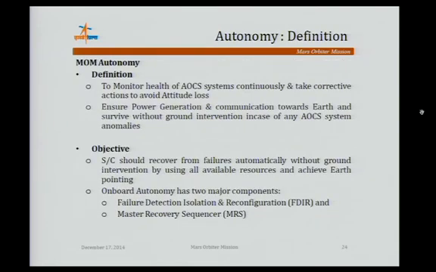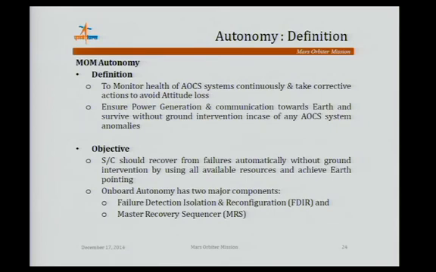Basically on autonomy, I will be covering two more slides with slightly more detail on the autonomy features. The definition: monitor the health of the AOCS system continuously and take corrective action in case of any failure to avoid attitude loss. Ensure power generation and communication are sustained without ground intervention in case of any AOCS or other system failures. The objective is that the spacecraft should recover from failure automatically, without ground intervention, by using all available resources and achieve Earth pointing. That means in case of one sensor or actuator failure, it should survive, find out the available resources, switch between the resources if usable, and recover by itself. That was the basic objective.